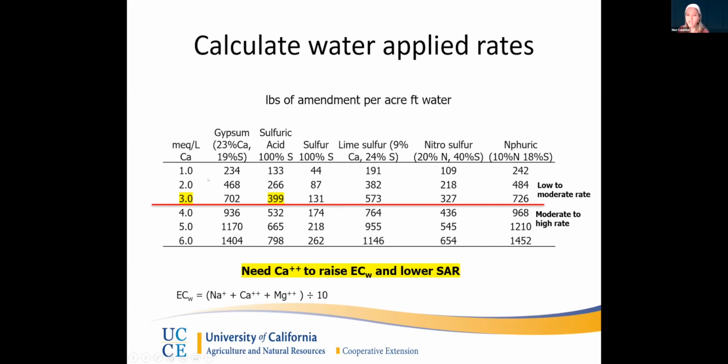In terms of application rates, these are calculated based on increasing those milliequivalents. So if we are increasing our calcium milliequivalents by a factor of 3 or less, that's going to be considered a low to moderate application. If we're going above that, those are what we consider higher applications.